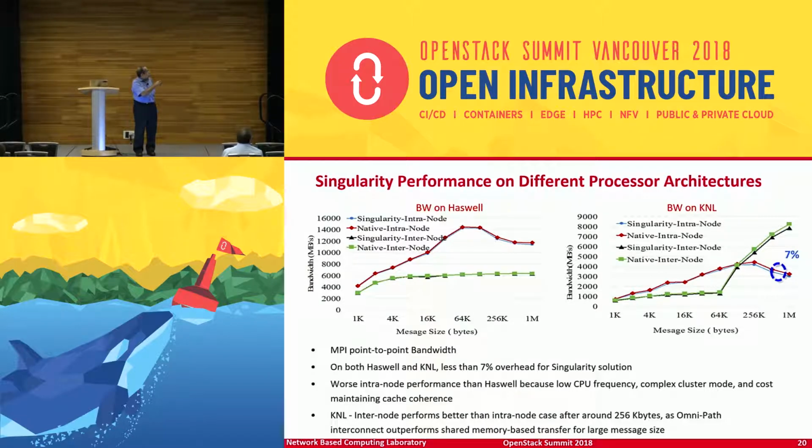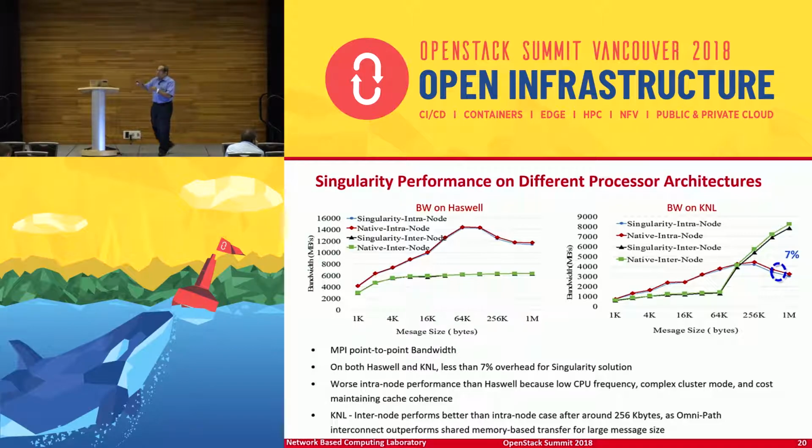Here you can see the internode performance, and this is the intranode, and then intranode again between native and Singularity when you go through it. Here again you can see that when you go through Singularity you have less than even 7% overhead, and we also see similar things on the right hand side. Of course, there are some crossovers here, but those crossovers have nothing to do with virtualization.